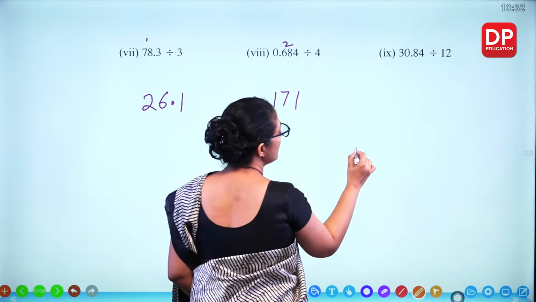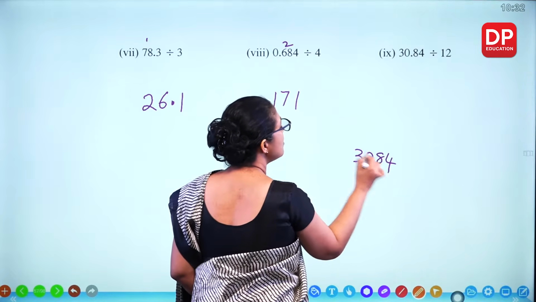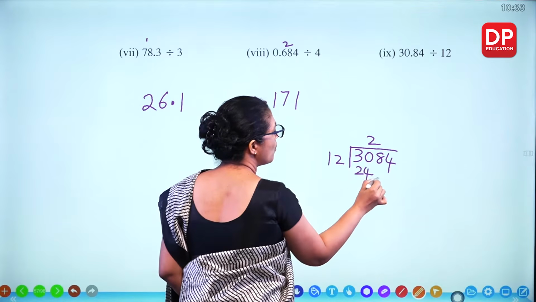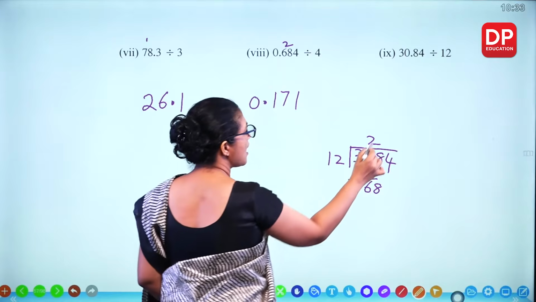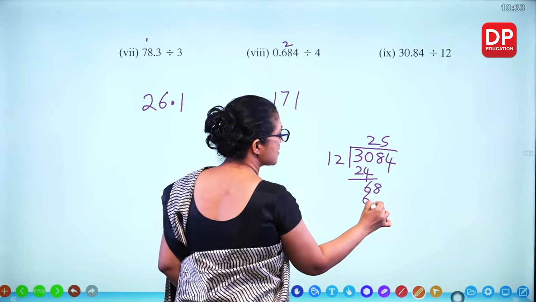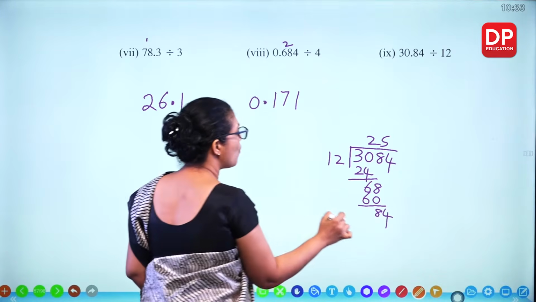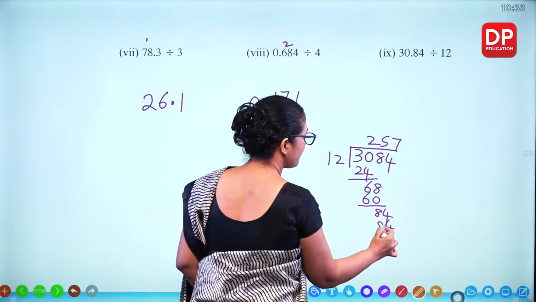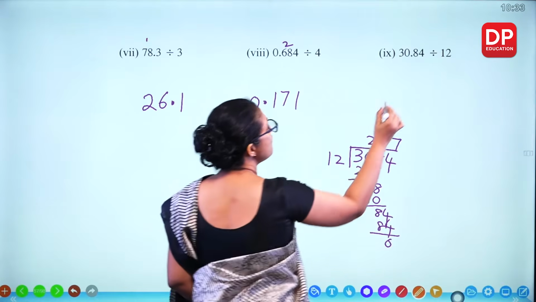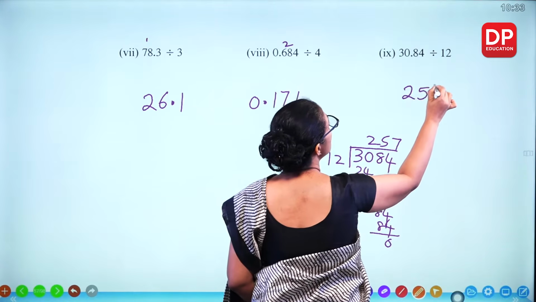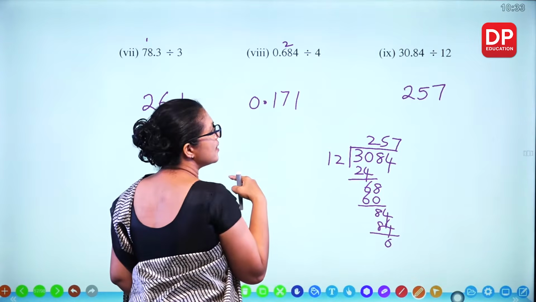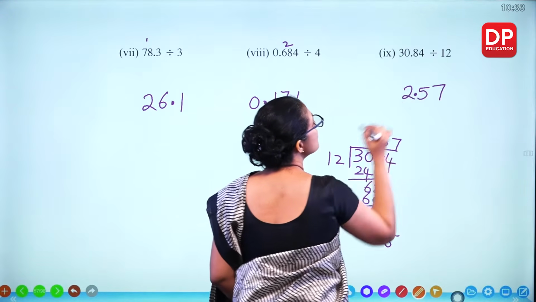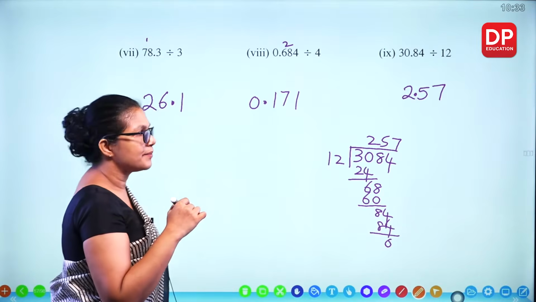Divide by 12. So 3084 divide by 12. 12 times 2, 24. For 68, 12 times 5, 60. And for 84, that's 7. So 257. Now keep 2 places. So 2 decimal places. Answer is 2.57.